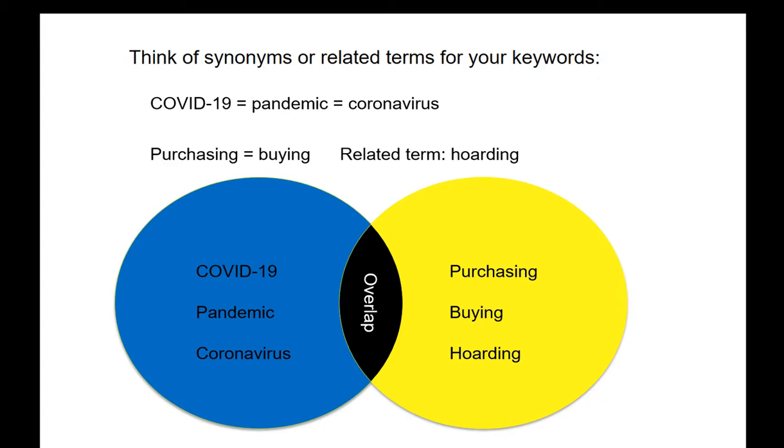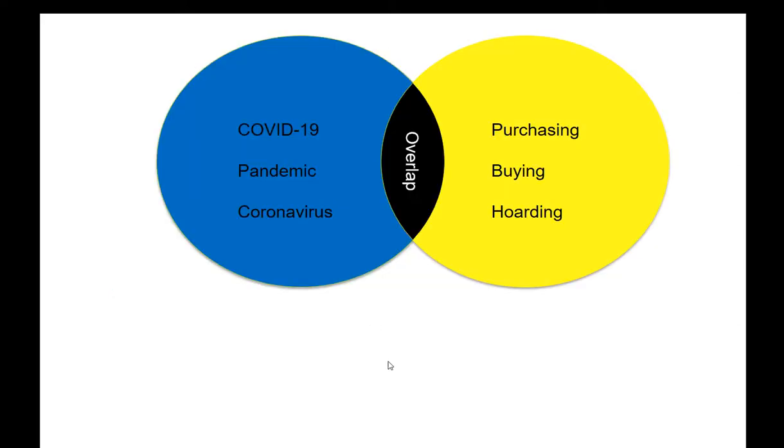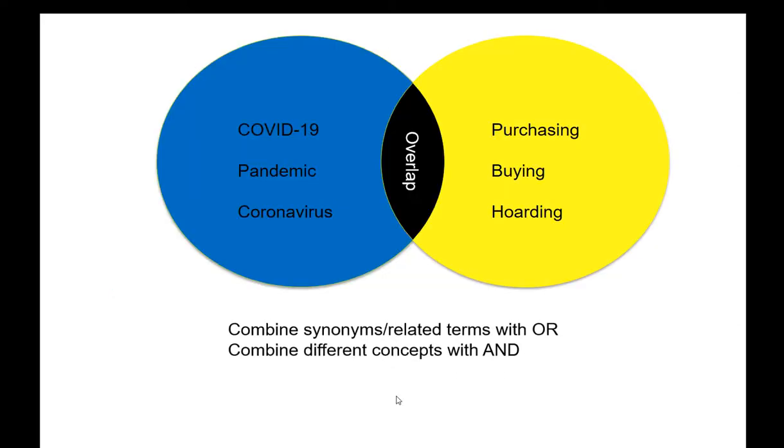So we're going to think about this as a Venn diagram here. We have in the blue circle all of our terms that are related or synonyms for COVID-19, and in the yellow one we have those that are related to purchasing. What we are interested in finding is those articles that are in that overlap section right there in the center. All right, so how do we do that? We want to combine our synonyms and related terms with OR, and combine different concepts with AND. So let's see what that would look like in this particular example.